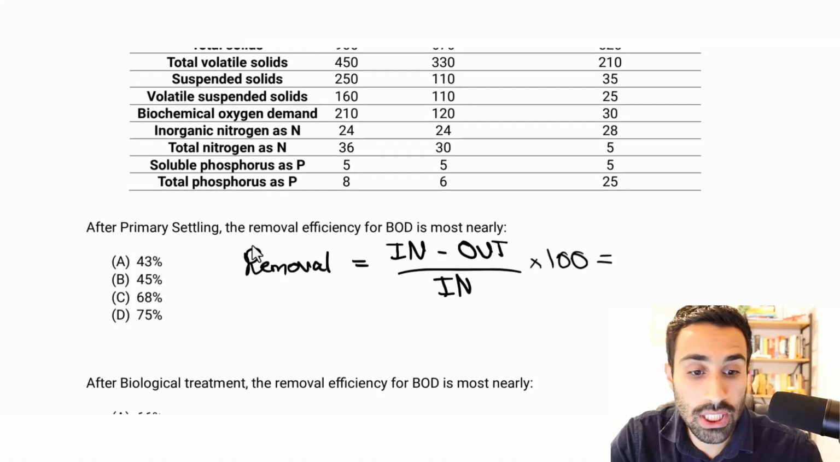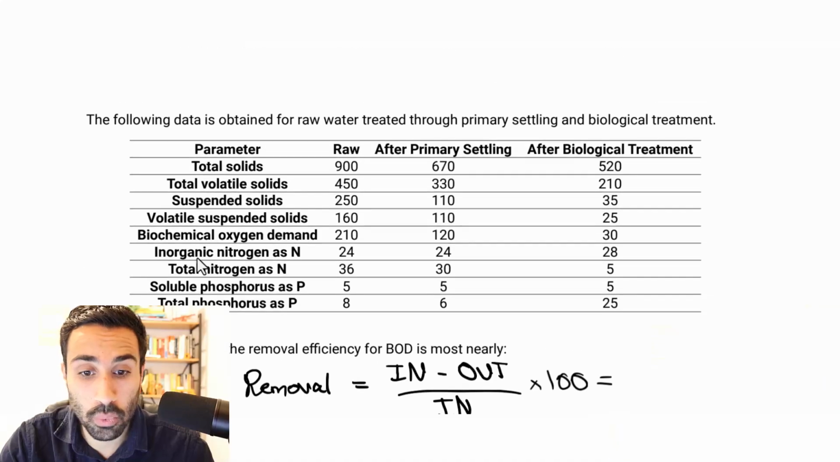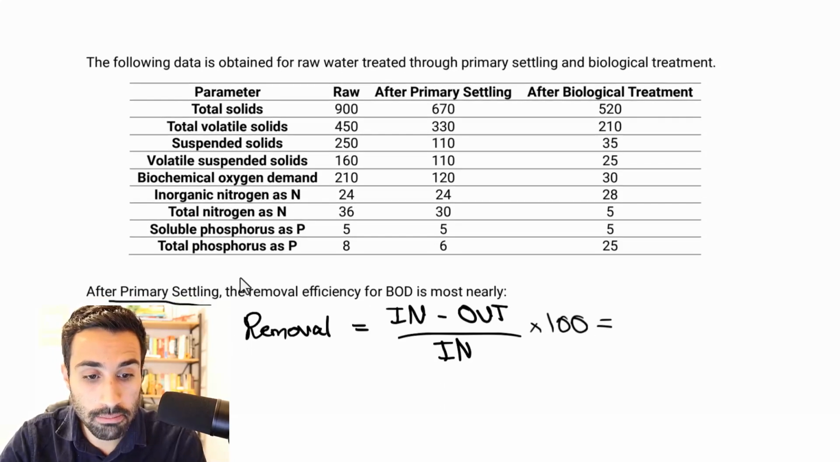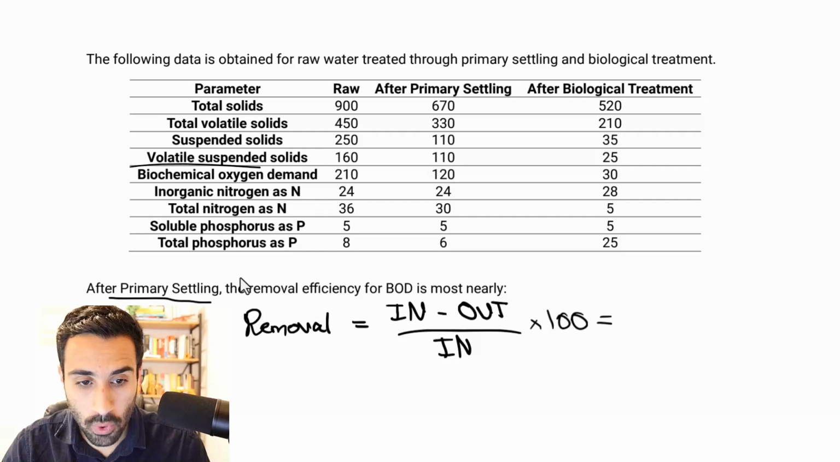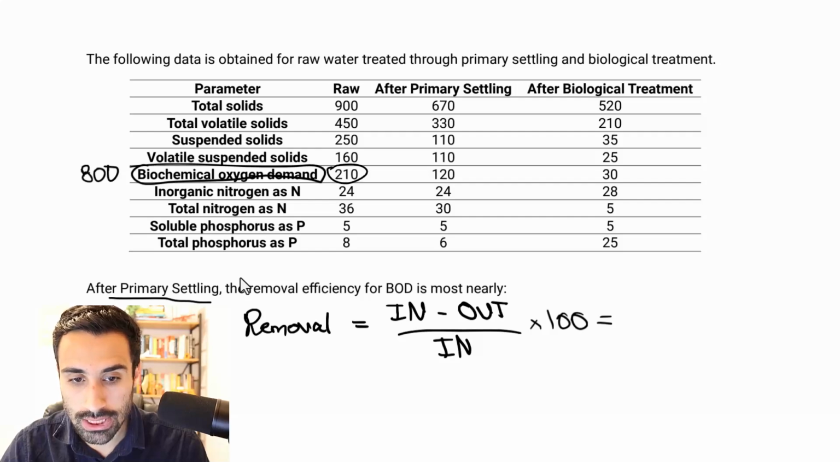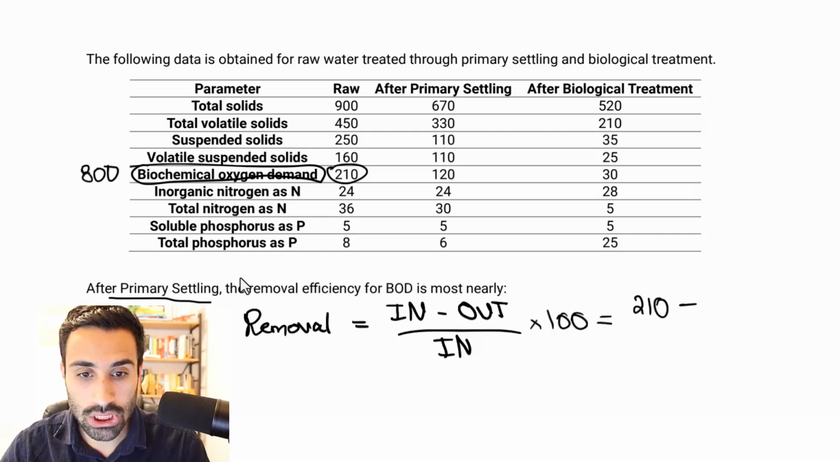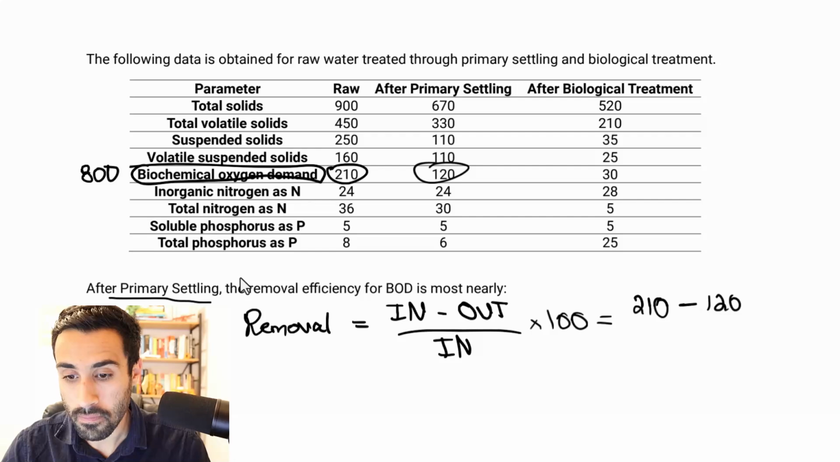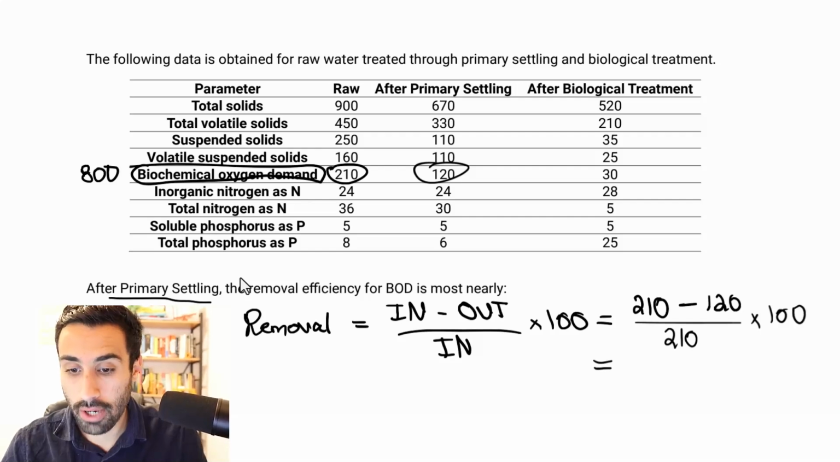Primary is the keyword here. After primary, whatever comes in, based on that BOD, the biochemical oxygen demand, is this. This is in, so it should be 210. That comes in, minus what comes out after primary, 120. Then we divide by whatever comes in, which is 210, and multiply that by 100. So that will give us the answer.